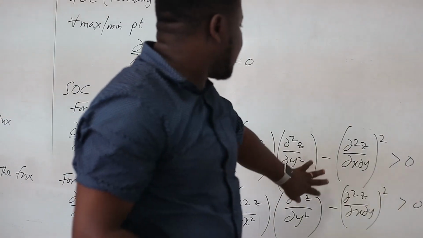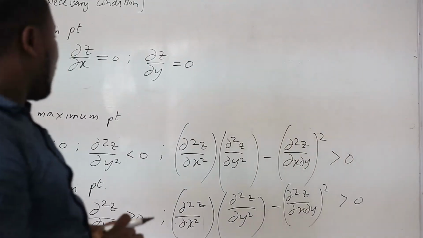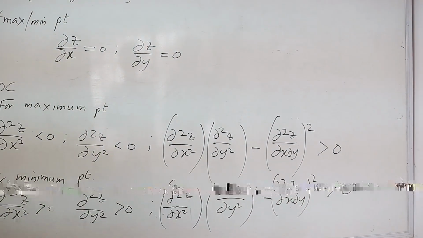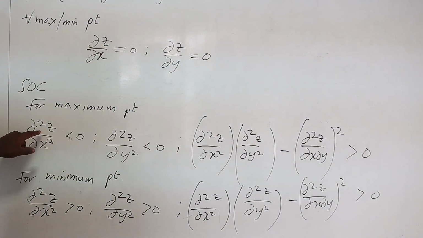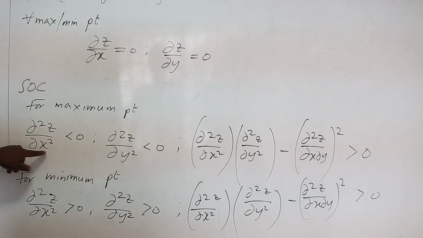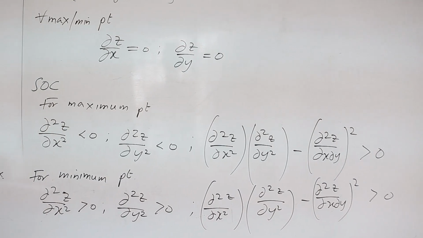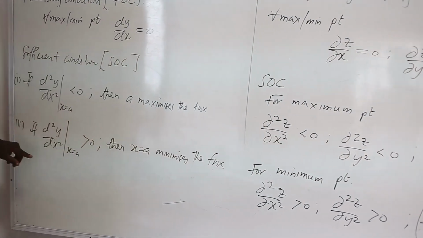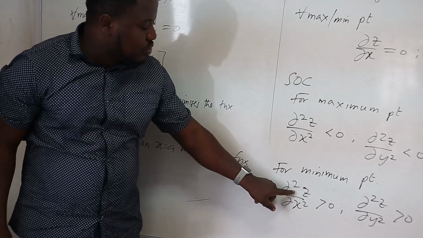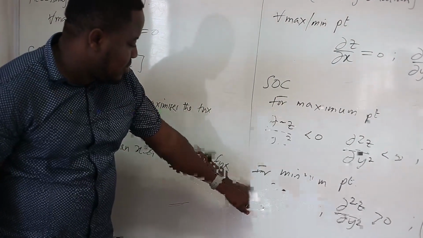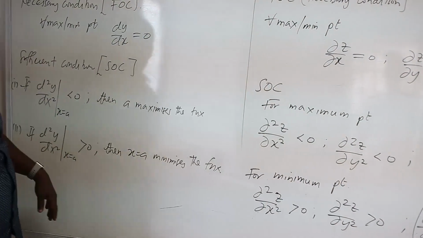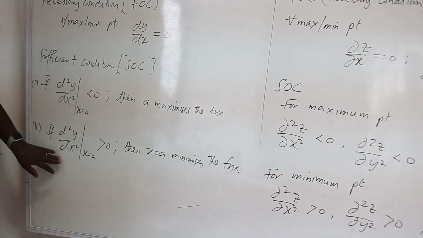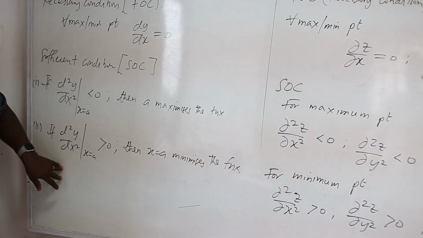So these two conditions are the same for both maximum and minimum. What distinguishes between maximum and minimum point is that for maximum point, the second order derivatives of z with respect to x and y should be less than 0. That conforms to when you have a single variable. Then the d²z/dx² and the d²z/dy² should be greater than 0 for a minimum point. That conforms with when we have a single variable. Okay?